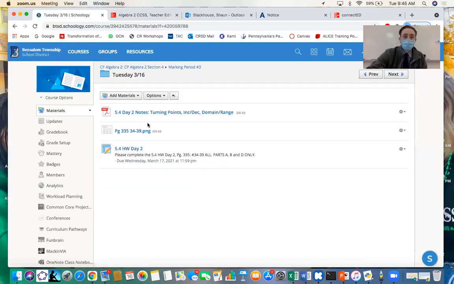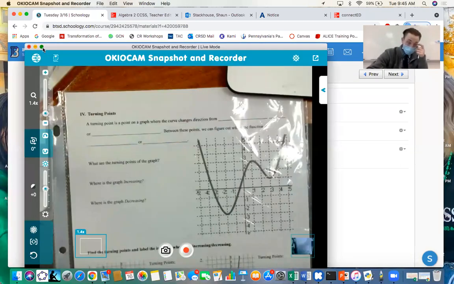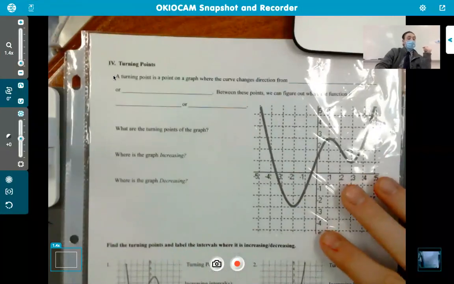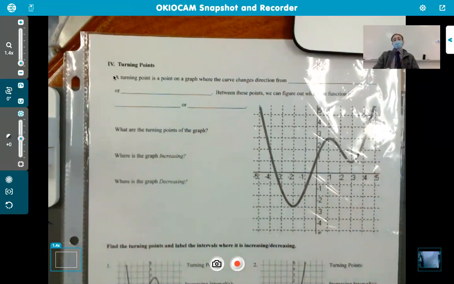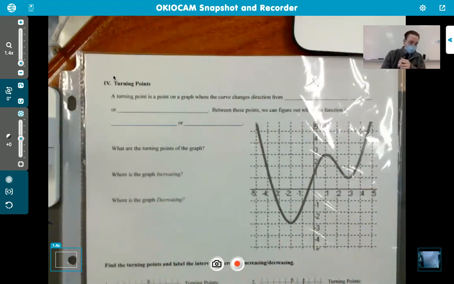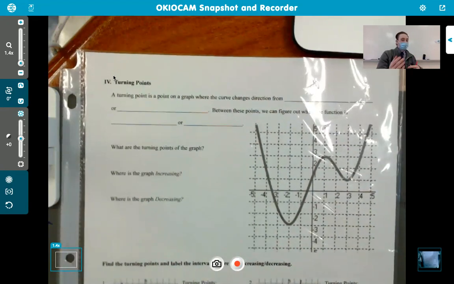The notes, like I said, they're in the folder. They look like this, okay? And yesterday you might have heard me refer to our maxes and mins as turning points, right? Essentially, they are the same thing. It's a point on our graph where we transition in our curves, because we're dealing with polynomials.